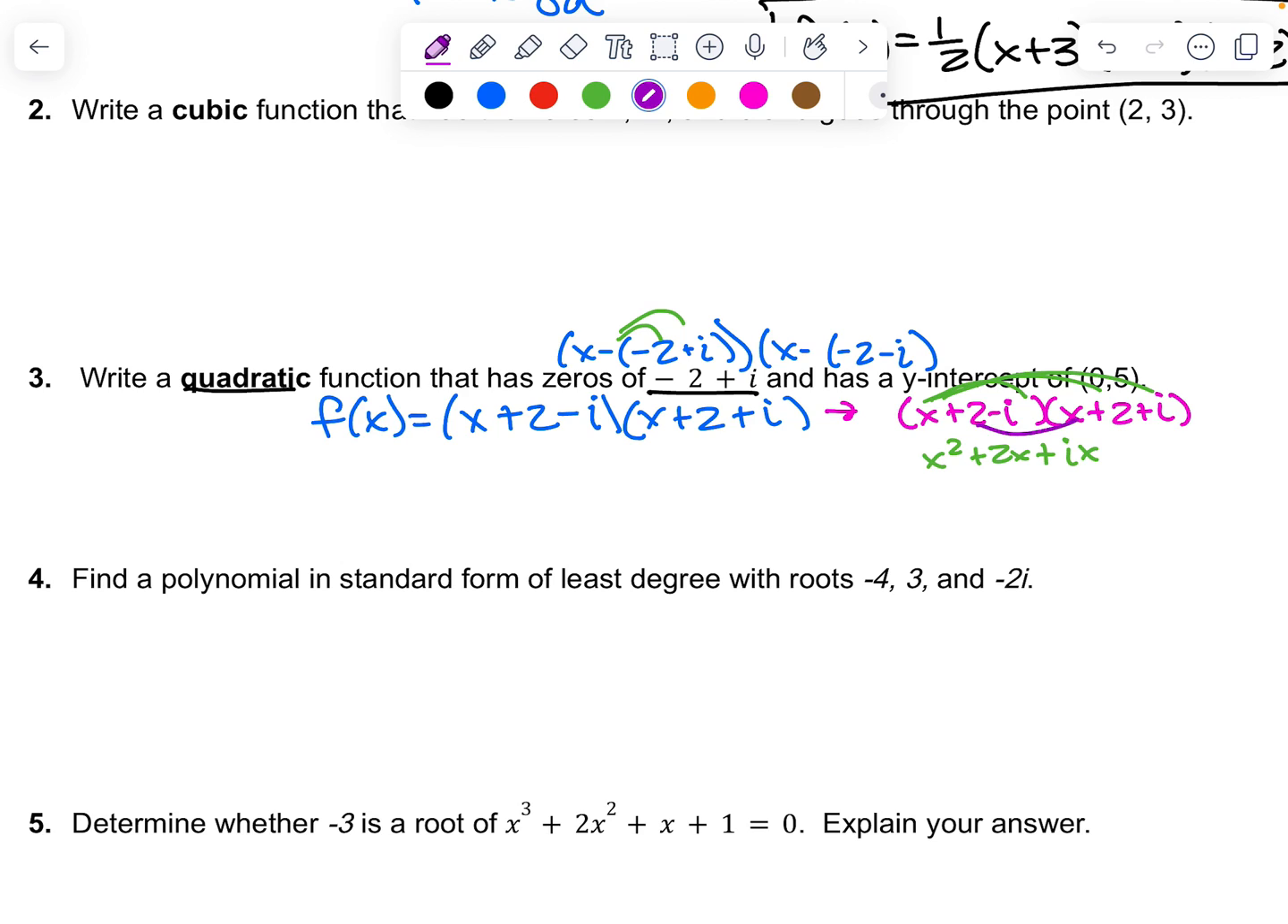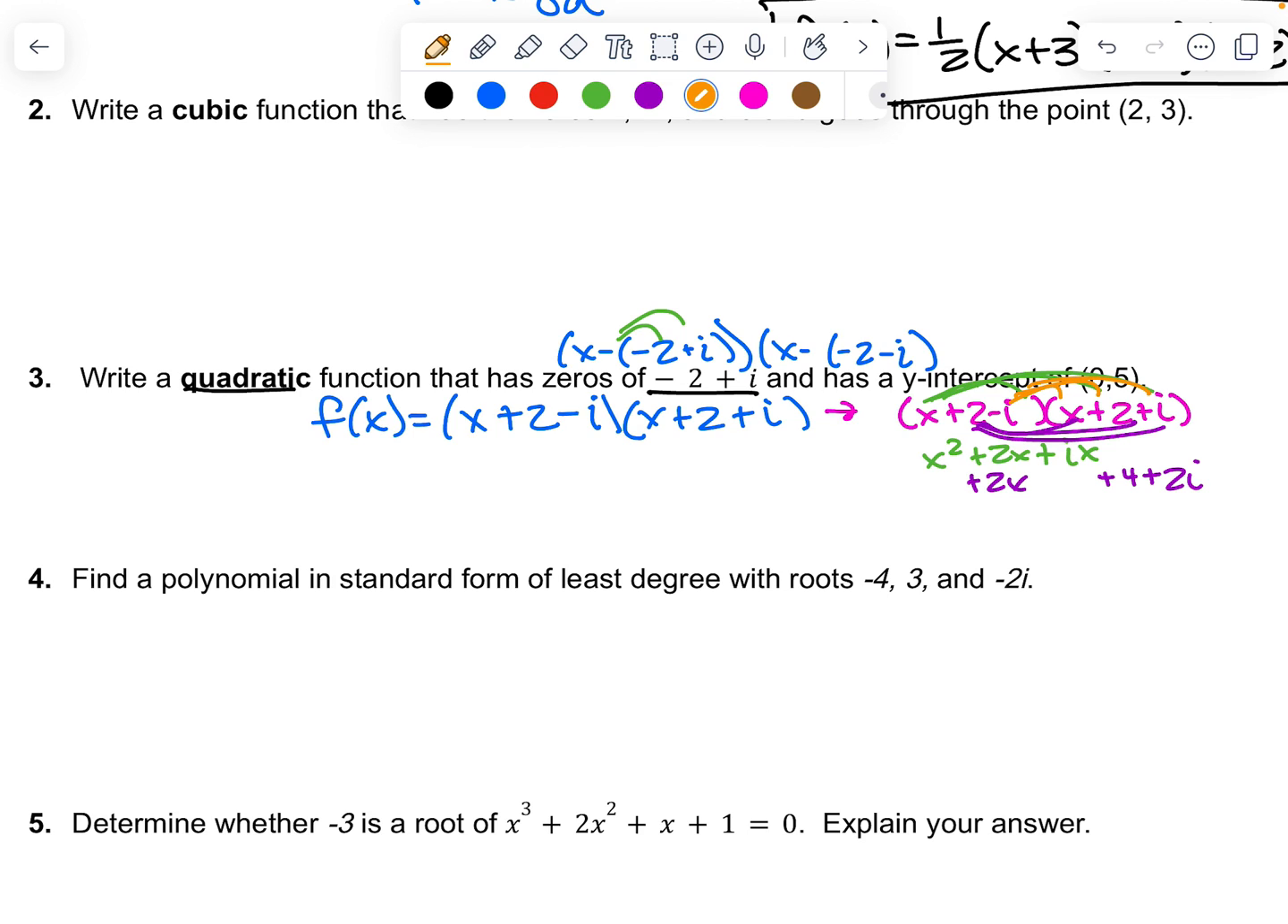Then I'd distribute my 2. And whether you write these all in one line and then simplify, or you stagger them like I do, it does not matter. But what matters is what we get as the end result. So then I have plus 2x. When I distribute that 2, plus 2x, plus 4, and then plus 2i. And last but not least, I'm going to distribute that minus i.